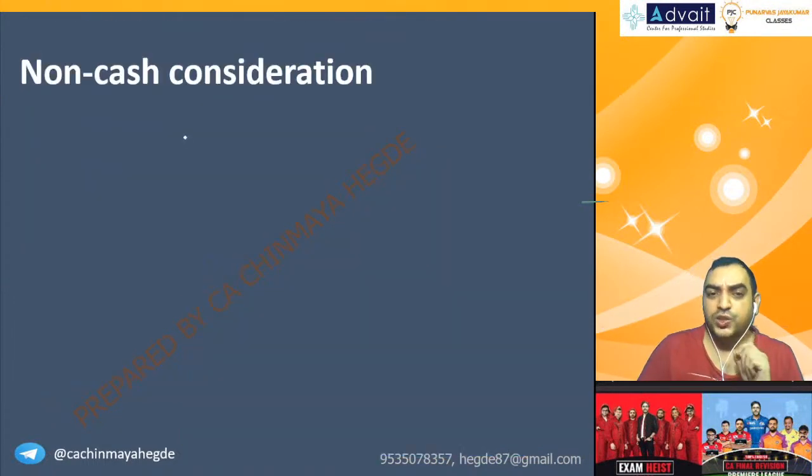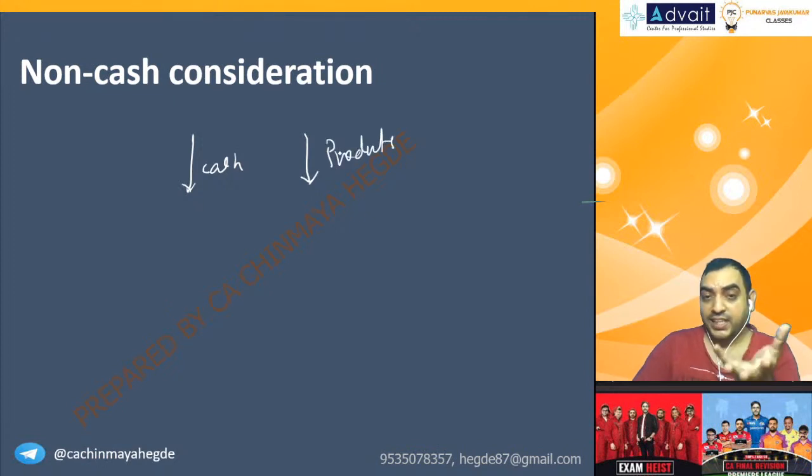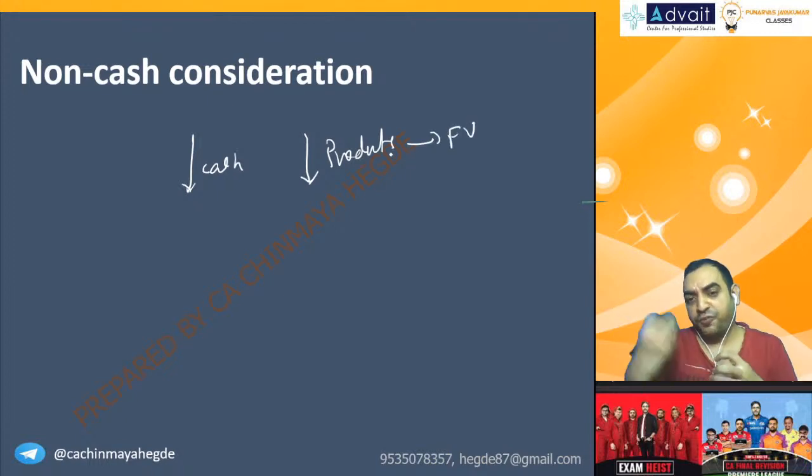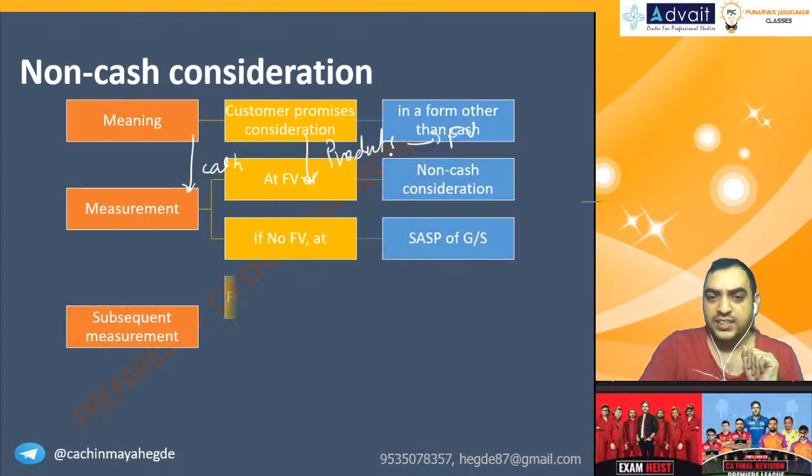Non-cash consideration. So apart from receiving cash from the customer, you also receive other products, like an exchange of assets. I told you, in that case you go for the fair value of assets. You receive cash and you receive the fair value of the assets together. That will be your sales consideration. That is a state point.